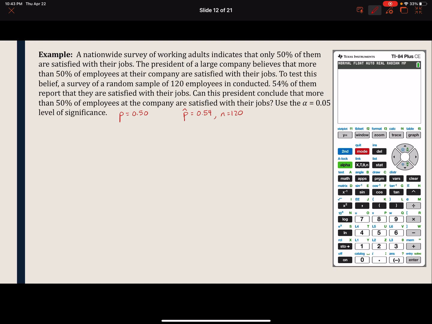Nobody can say that. We don't know if this 54% is just sample variation, that normal sampling variation that we keep seeing, or is it exceptional enough to say, yep, there is a difference. So we need to conduct a hypothesis test. We would say that the null hypothesis is that nothing has changed. The proportion is still 50%. And the alternative hypothesis is that the proportion is greater than this.